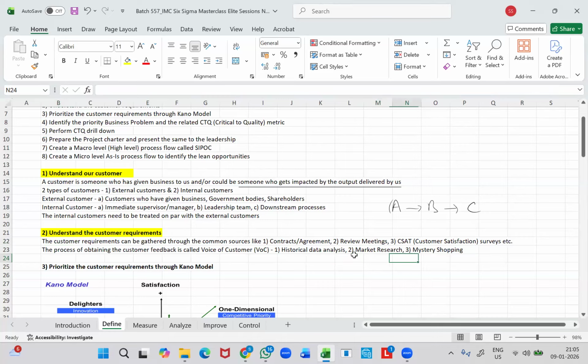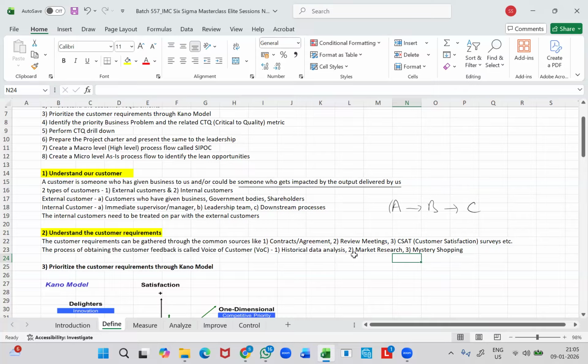And the third source for gathering the customer feedback is through CSAT surveys. So CSAT, the full form is customer satisfaction, right? We will float all these surveys to a larger customer group. Even in these review meetings, only the customer representative would be part of it. But when we are floating the CSAT survey, we would be able to cover a larger customer group.